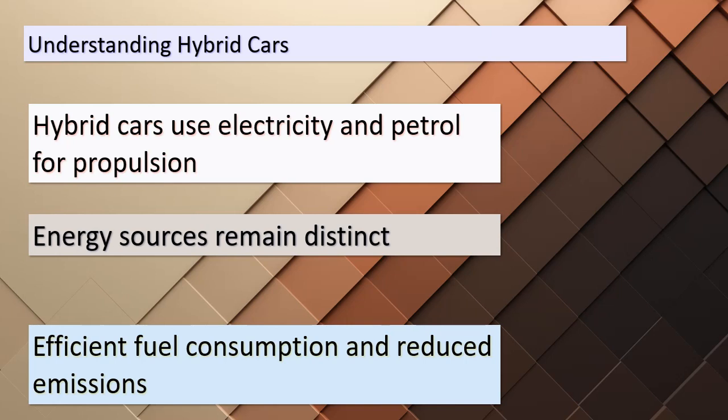The car's computer system intelligently decides when to use each source based on factors like speed and load. This not only results in improved fuel consumption but also reduces harmful emissions. As we explore this topic, think about the parallels between the distinct energy sources in hybrid cars and the hybridization we encounter in other fields.